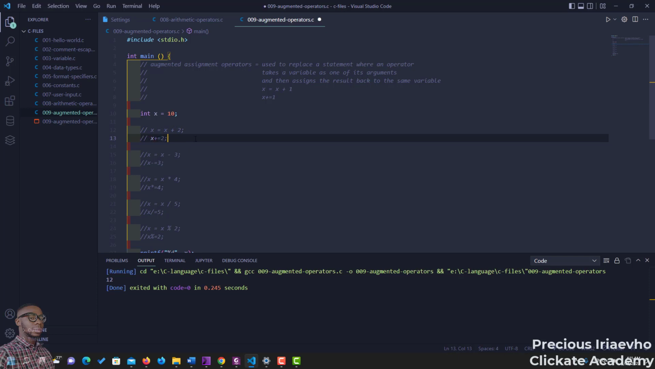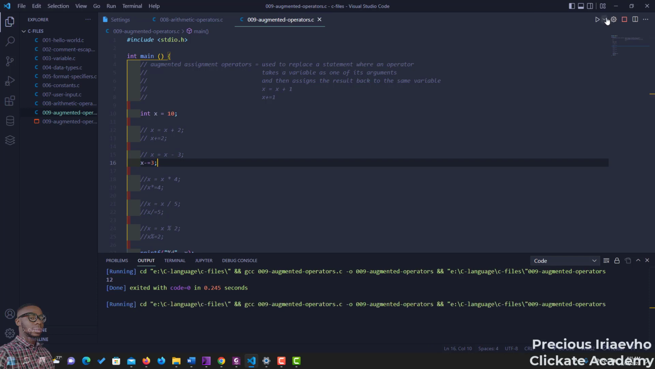Same thing when you have your subtraction. 10 minus 3. But instead of doing it like this, you can actually do it like this, okay, using augmented operators. And let's see if the result is 7. And there you have it, 7. So same thing, x is equal to x times 4. We can actually write it this way. Instead of writing it like this, you can do it like this. And let's see, and that should be 40.